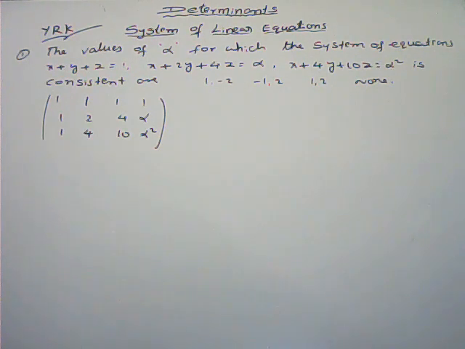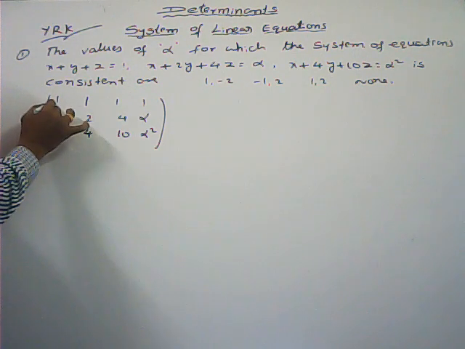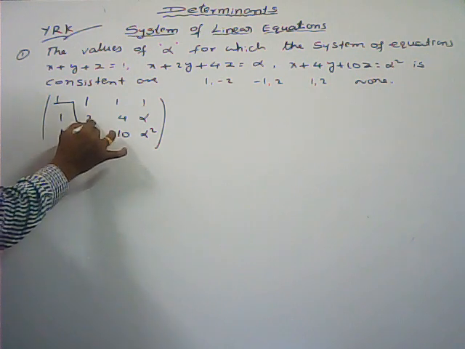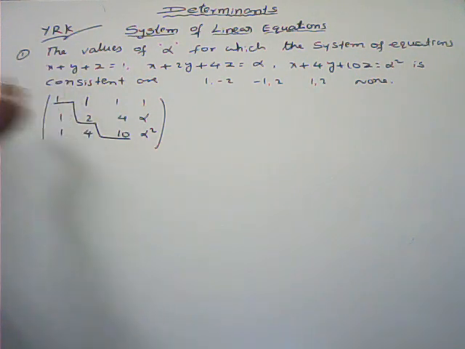Find the values of alpha for which the system of equations x plus y plus z equals 1, x plus 2y plus 4z equals alpha, x plus 4y plus 10z equals alpha square is consistent. Consistent means there exists a solution. If there exists a solution, rank of A is equal to rank of the augmented matrix. Now, to convert into echelon form, I am taking staircases. The elements below that staircase should be converted to zeros only.